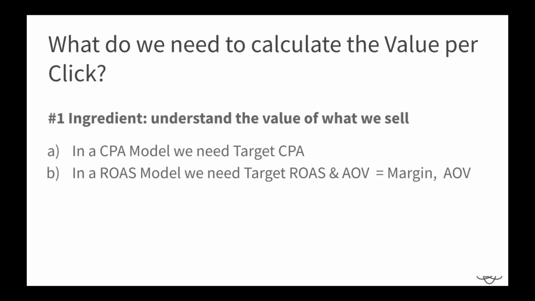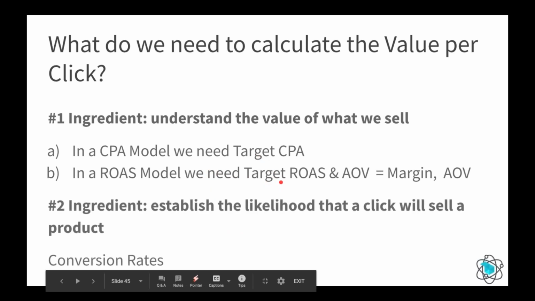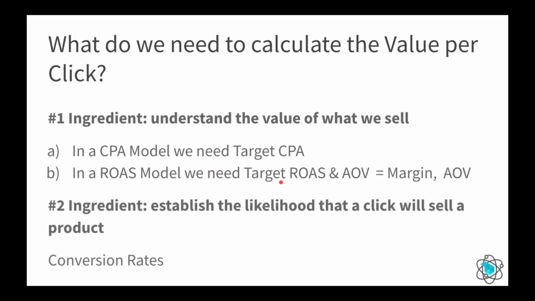Now, the real problem, now that we've seen the theory, is how we can assess the value of a click. In a CPA model, we just need the target CPA. In a ROAS model, we need the target ROAS and the average order value. In other words, the margin and the average order value. These are all information that any business will have. So the difficult part is really, surprisingly enough, trying to figure out what is the likelihood that a click will turn into the sale of a product. So in other words, we need to figure out the conversion rate.